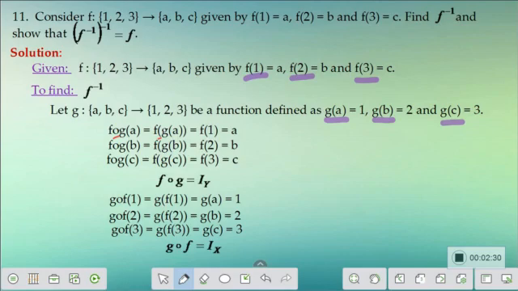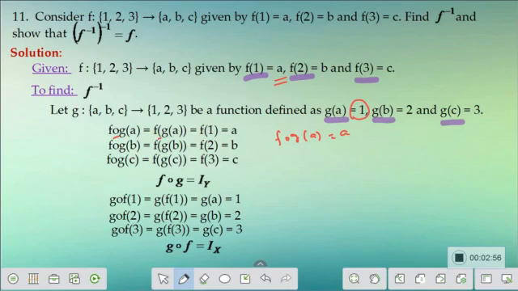So, f composite g of a is equal to f of g of a, that is equal to f of 1, because we know g of a is equal to 1. So, f of 1 is equal to a. So, this means that f composite g of a equals a. So, this tells you that f composite g is an identity function.